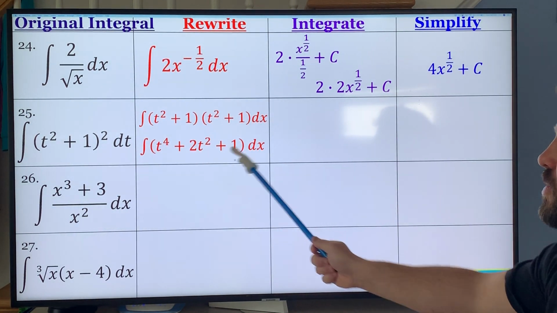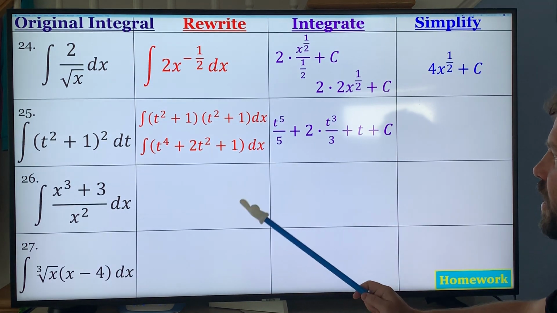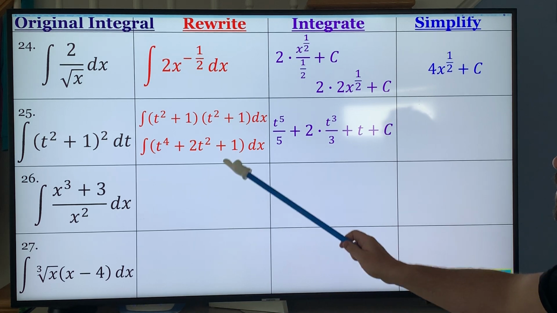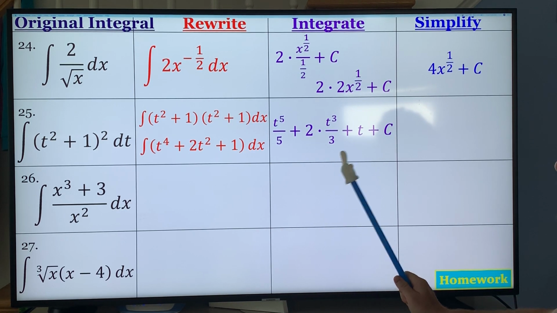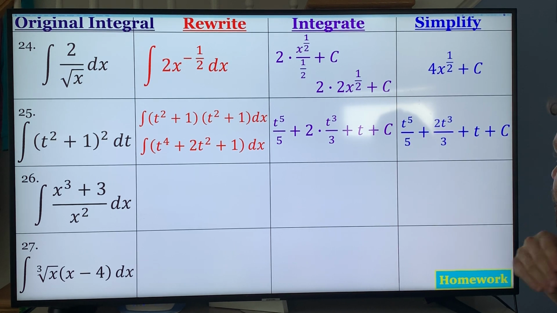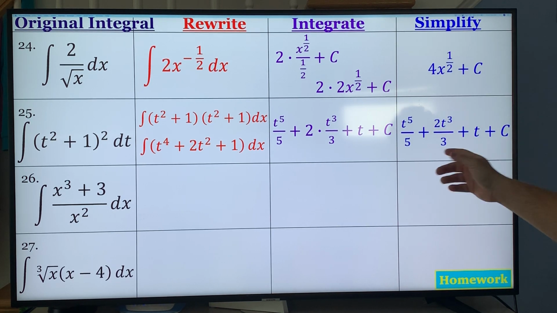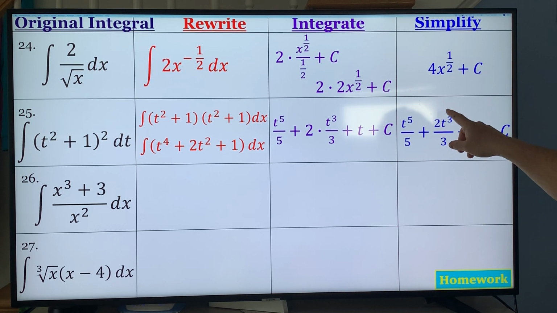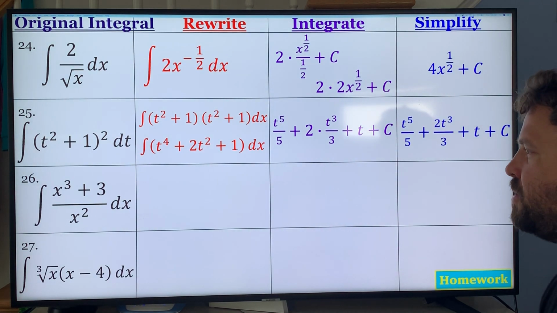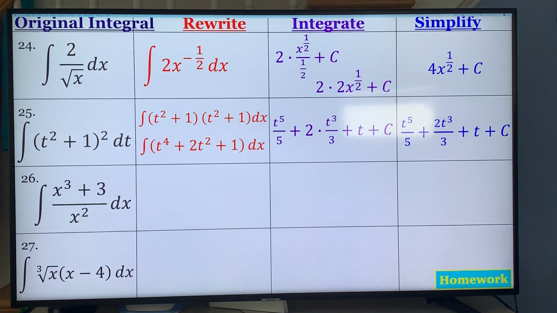And now you integrate each one individually. T to the 5th over 5, 2 times t to the 3rd over 3 plus t plus c. So t to the 5th over 5 plus 2t cubed over 3 plus t plus c. Now, why did I write it like this? I just didn't have enough room. Normally I'd write 1/5 t to the 5th plus 2/3 t to the 3rd plus t plus c, but we're out of room. Like I said, you can write it in your way. You gotta do what you gotta do.